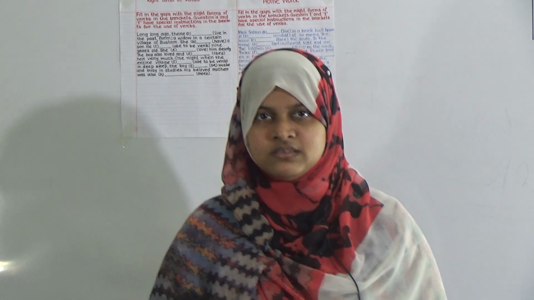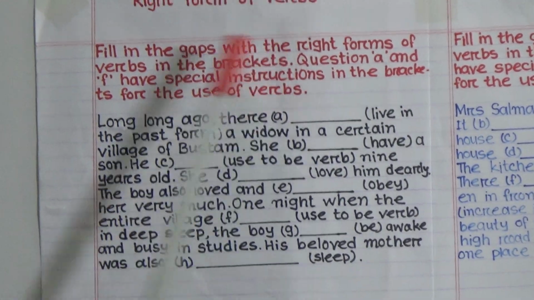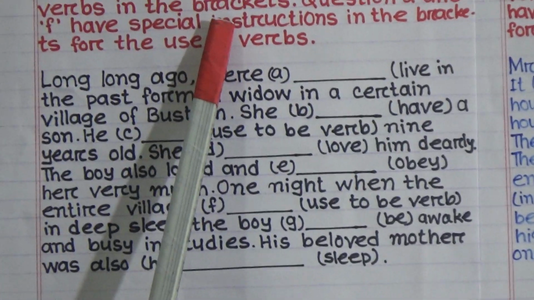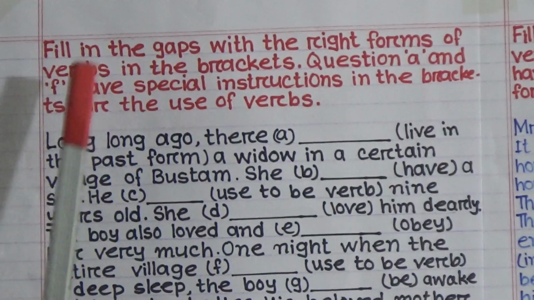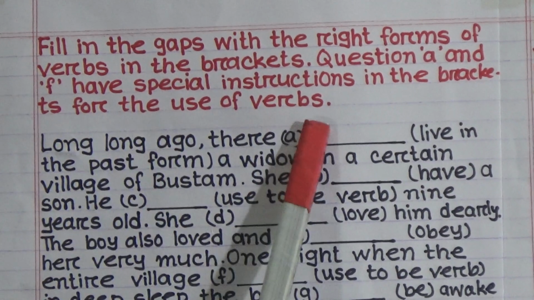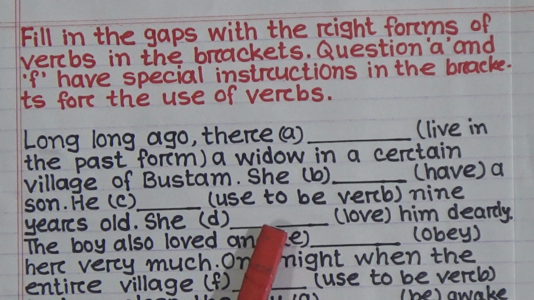Now students, please take your notebook and writing elements. We are going to practice on right form of verbs. So let's practice. Our today's topic is right form of verbs. We'll give revision. The question is: fill in the gaps with the right forms of verbs in the brackets. Questions A and F have special instructions in the brackets for the use of verbs. So here is the given passage. You have to fill the gaps with appropriate verbs.